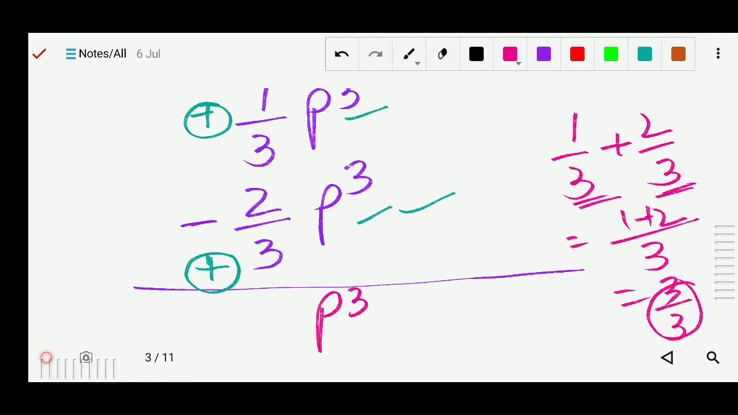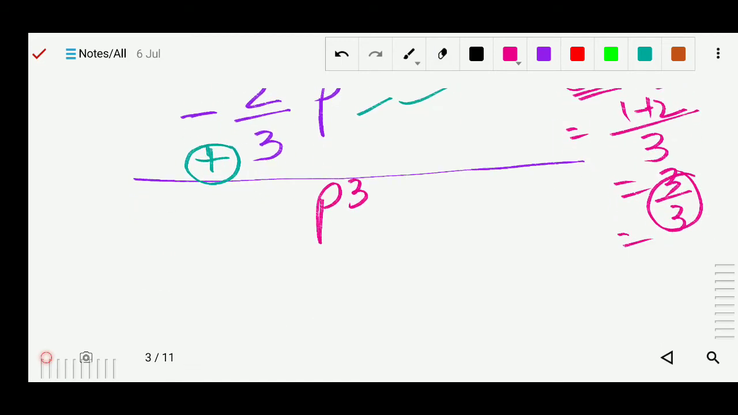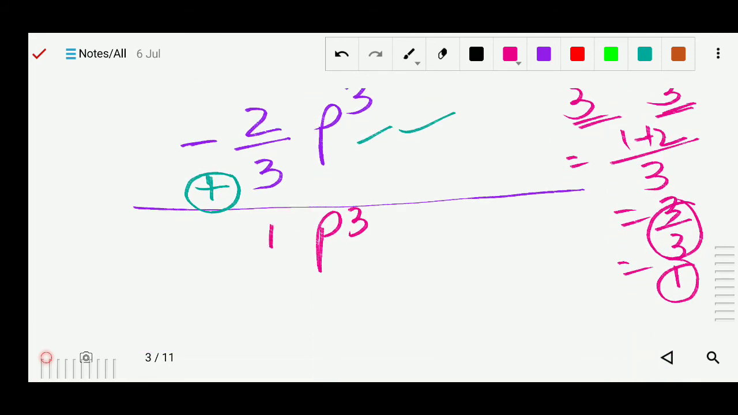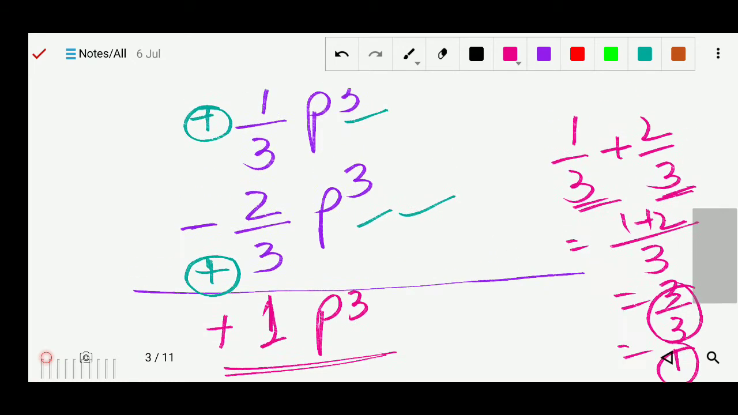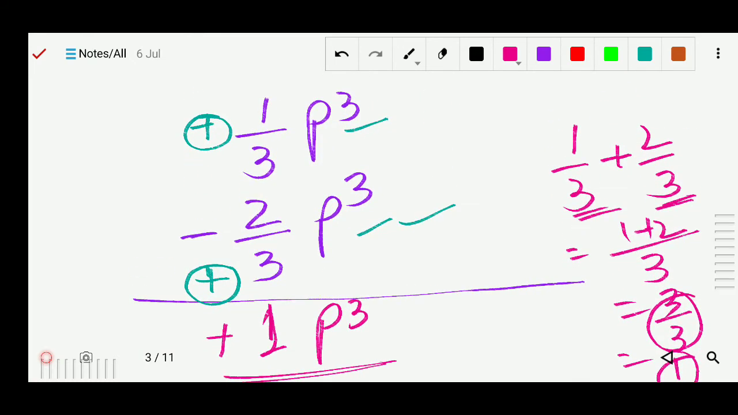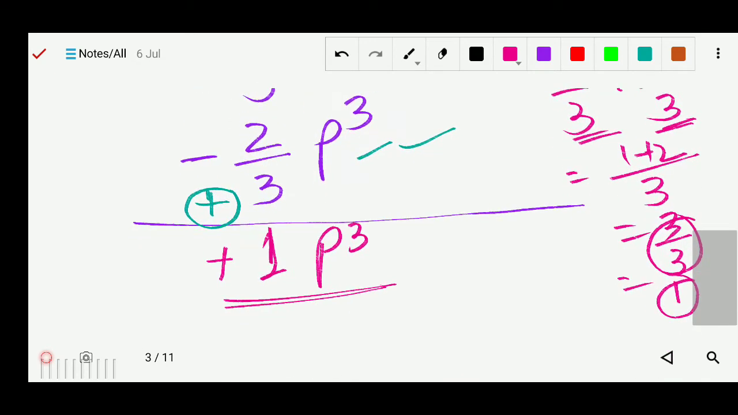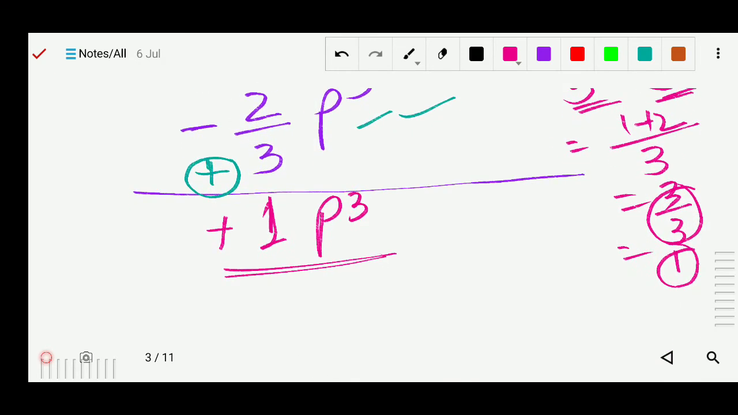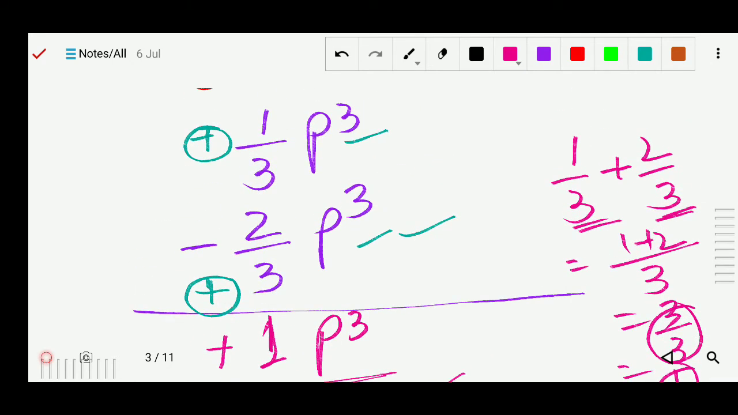3 by 3 means 1. So its value is 1, and the plus sign will be there, because you can see before that there is a plus sign in the greatest number, so its answer is 1pq, or simply you can write pq. So what is the concept? Only we have to change the sign of the subtrahend part, and then after we will add.